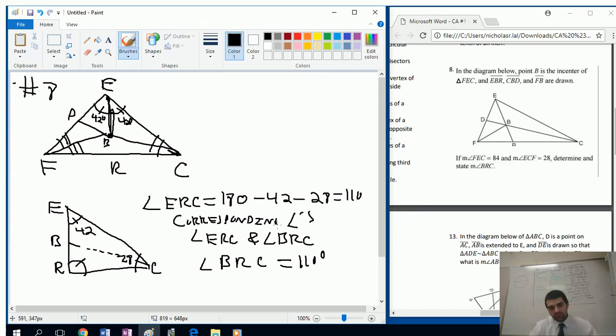All right. So this one is a little tricky, but if you take your values, ERC is going to be 180, because that's the total number of degrees in a triangle, minus 42, right? Minus 28, and this measure right here is 28, and that's just given as ECF as a total. All right. Now moving on.